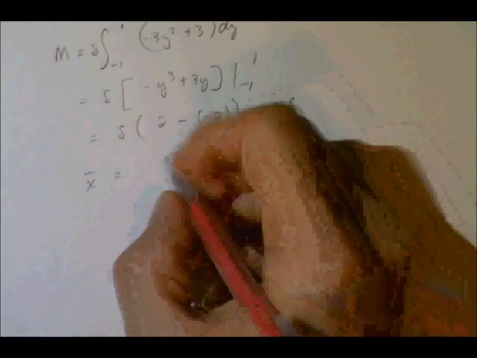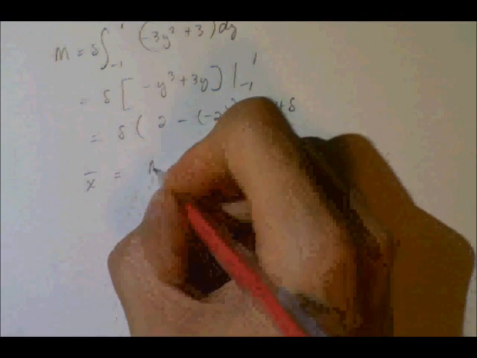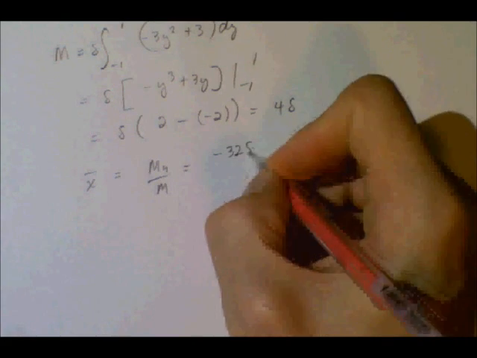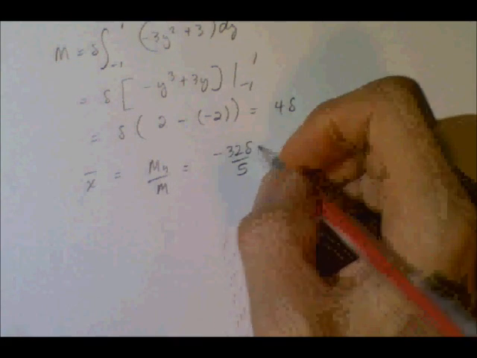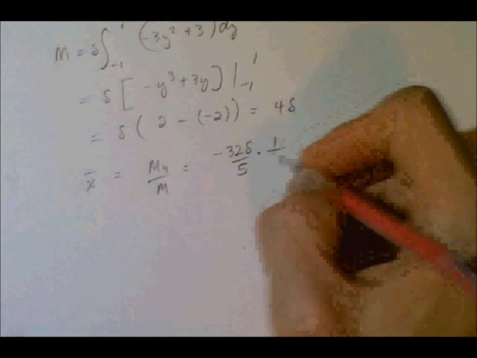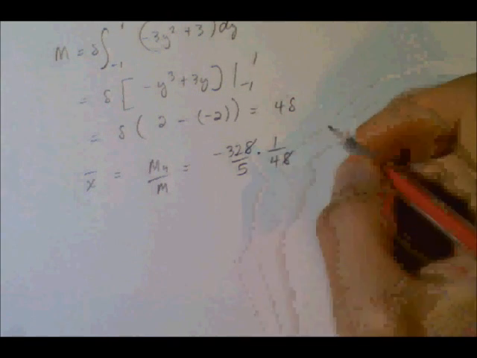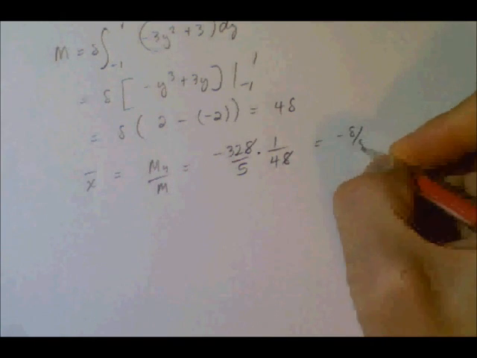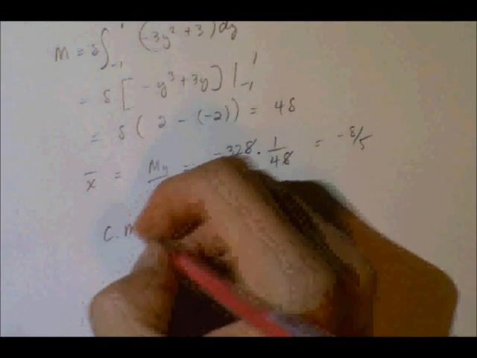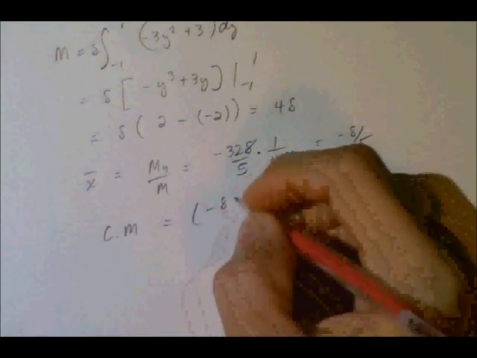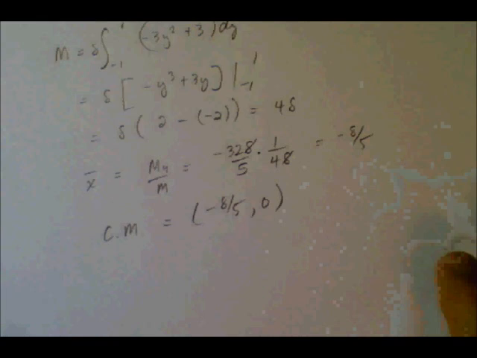That's what, 4 delta. So x bar, which is the x-coordinate of the center of mass, is, again, m sub y over m, which is -32 delta over 5. Dividing by m is the same thing as multiplying by 1 over m. 32 divided by 4 is 8, so that's -8/5. So the center of mass is -8/5, 0. Ta-da!